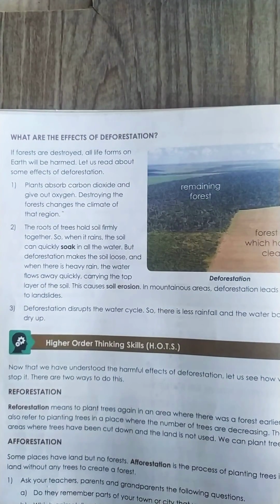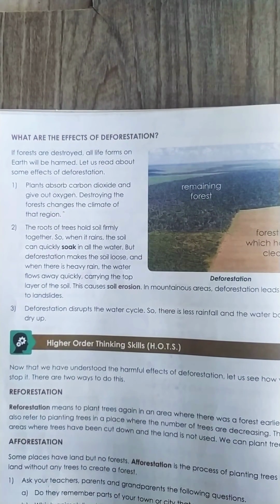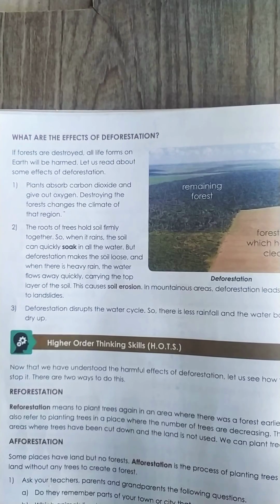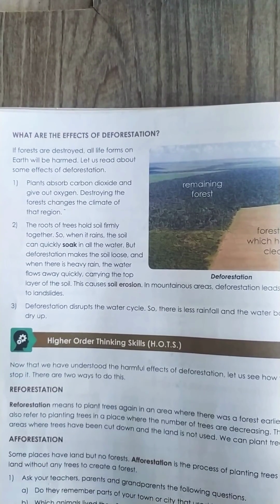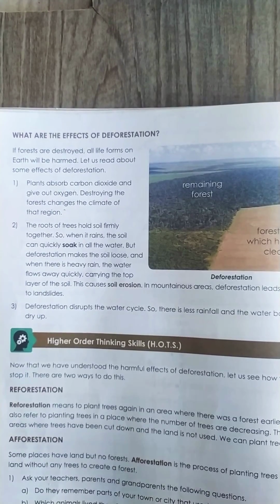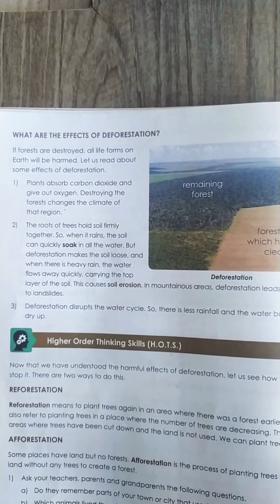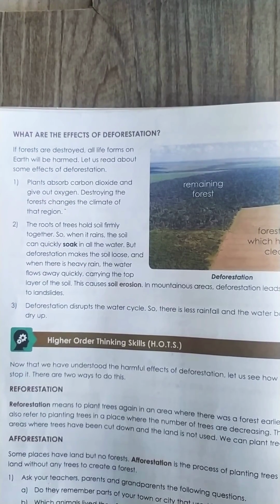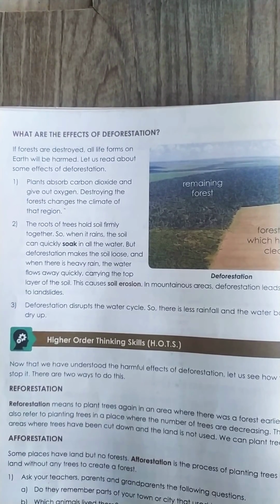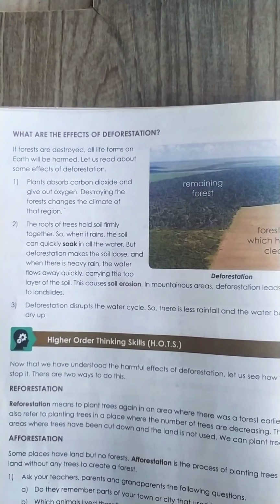So students, what happens when there is heavy rainfall? You must have seen many times, when it rains heavily, the flowing rainwater takes so many things with it while flowing. All the soil and everything, the upper layer of the soil, gets flown away by the rainwater. But if trees are there, what do trees do?